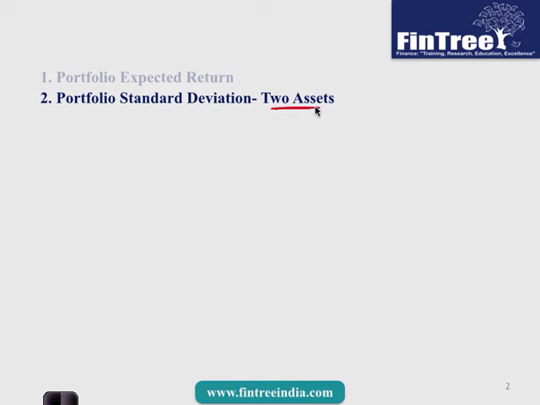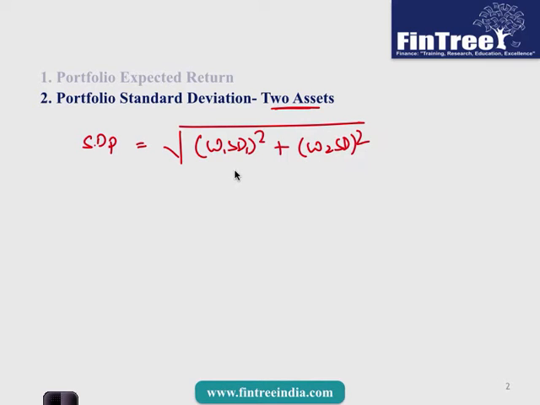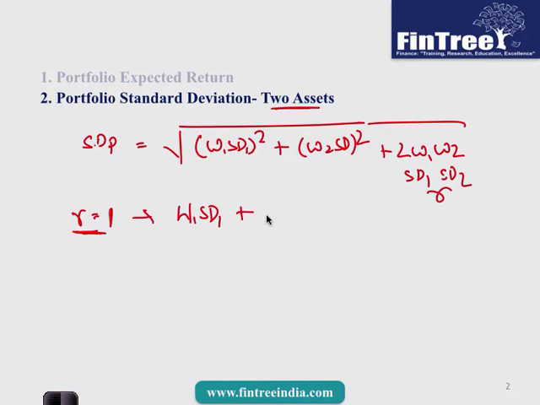Then portfolio standard deviation of two assets. So the standard deviation of a portfolio would be the square root of weight 1 squared times standard deviation 1 squared, plus weight 2 squared times standard deviation 2 squared, plus 2 times weight 1, weight 2, standard deviation 1, standard deviation 2, and the correlation coefficient. Now the idea is that if the correlation coefficient is equal to 1, then the whole term is nothing but a plus b whole square, and therefore the portfolio standard deviation would simply be weight 1 into standard deviation 1 plus weight 2 into standard deviation 2.